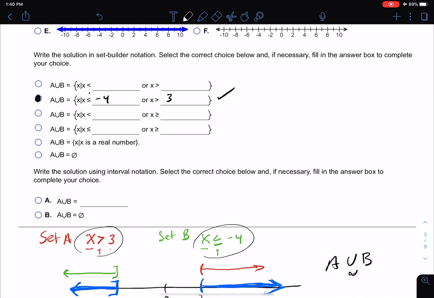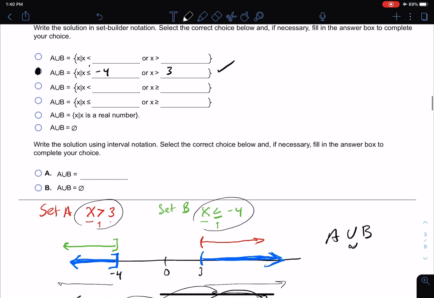And the reason why B worked is if you work through the other ones, they have them facing the wrong way, or they've got an equal sign under it, so it's inclusive instead of not including endpoints, stuff like that. So when you look through it, you'll find that.